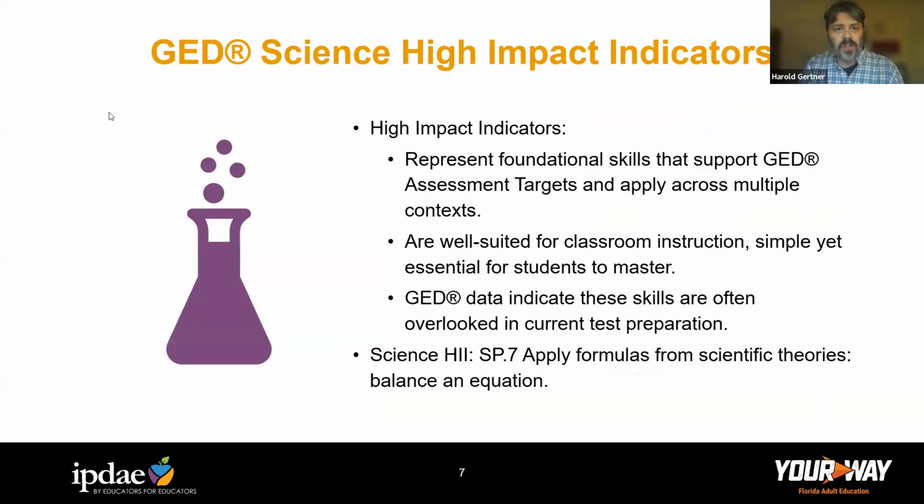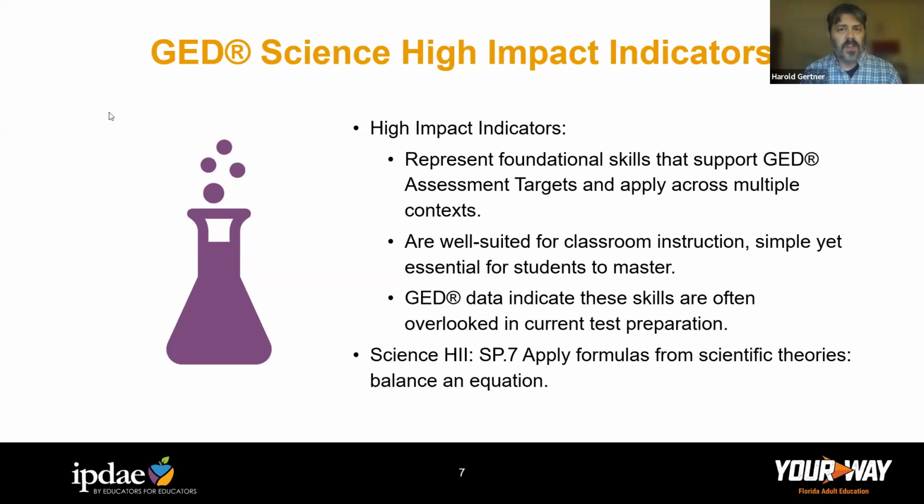Another reason we're focusing on balancing chemical equations is that it's a topic listed under the high impact indicators. High impact indicators are things identified by the GED that are often missed and, as it says here, often overlooked in current test prep, and also things that apply across multiple content areas. Balancing a chemical equation is pretty similar to balancing an equation in algebra, a little less mathy of an approach, a little less math phobia involved, and so a good way to ease into this topic as well.